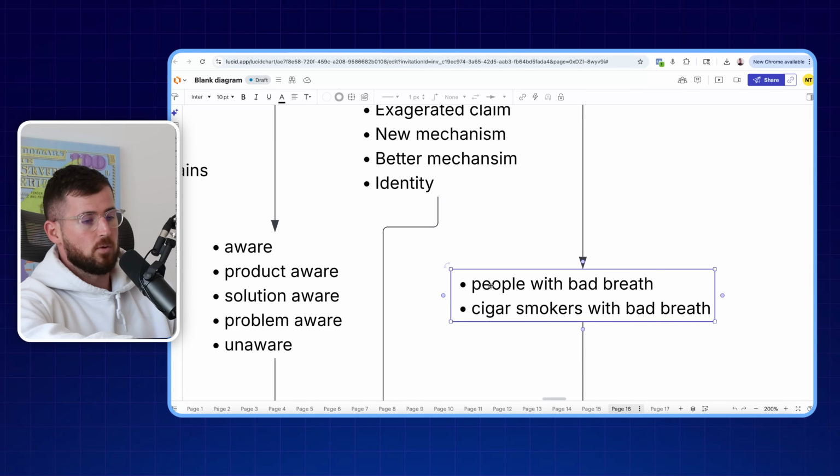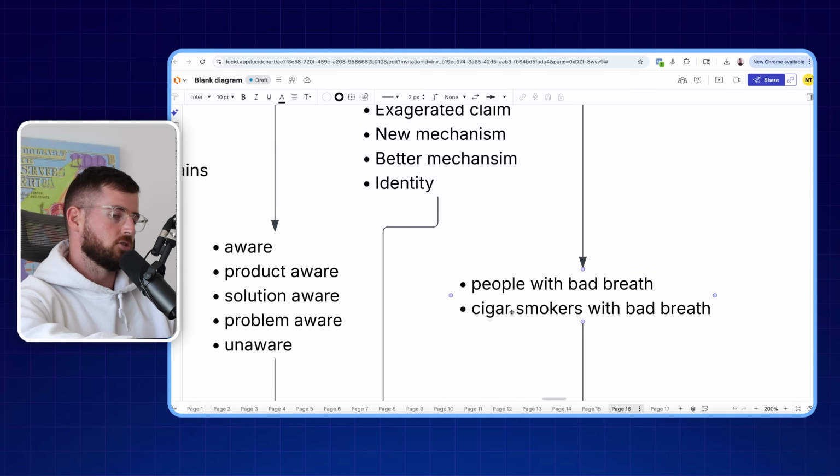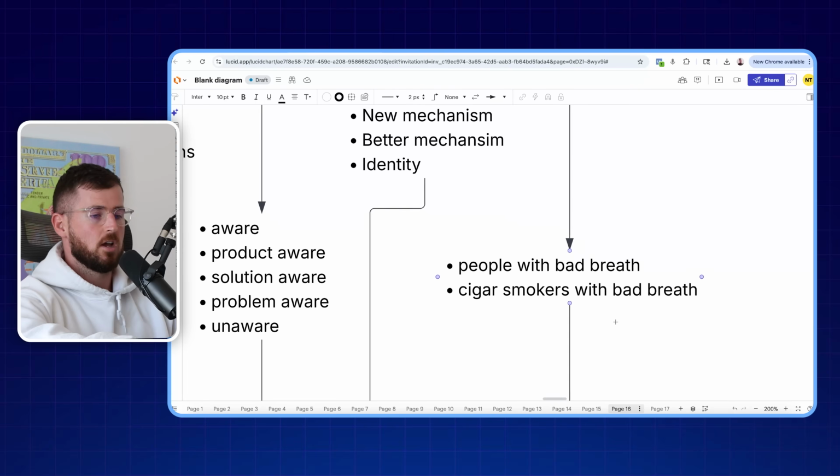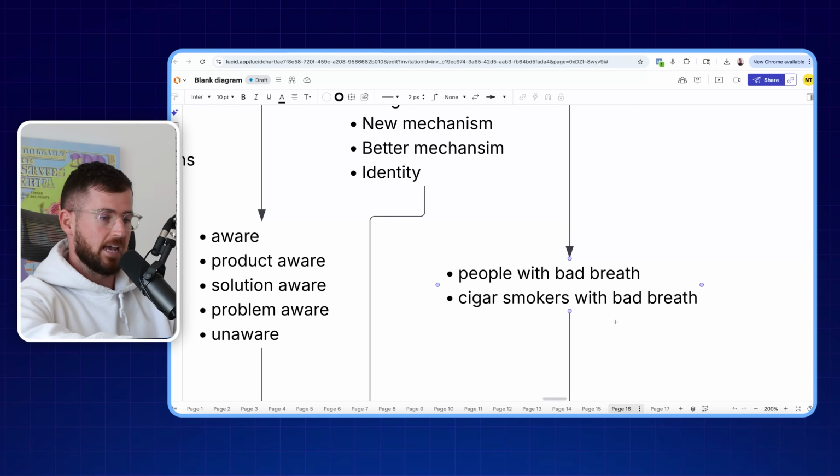Then same thing for sophistication: base claim, exaggerated claim, new mechanism, better mechanism, identity, all different types of visuals for each of these. And then lastly, various different avatars. Originally we went after people with bad breath, which technically was just horny guys with bad breath. And then we changed it to cigar smokers with bad breath, and that completely changed the outlook for this particular account by just changing the avatar.